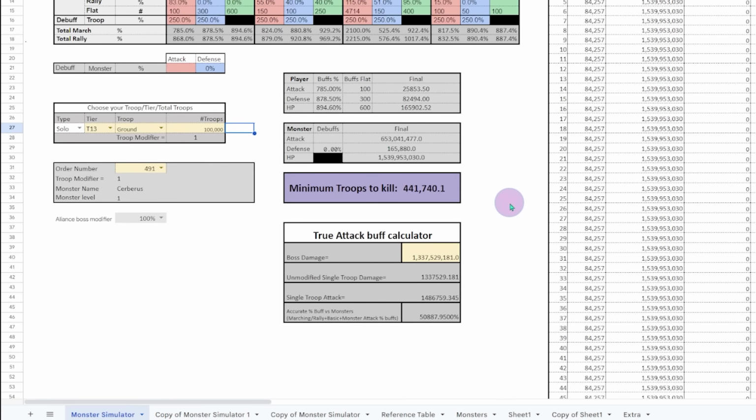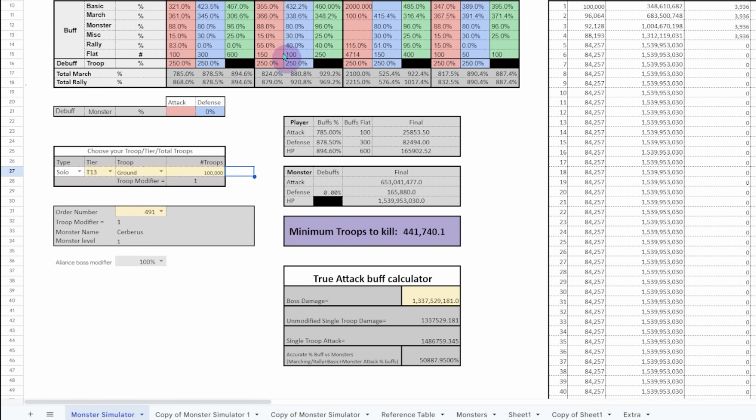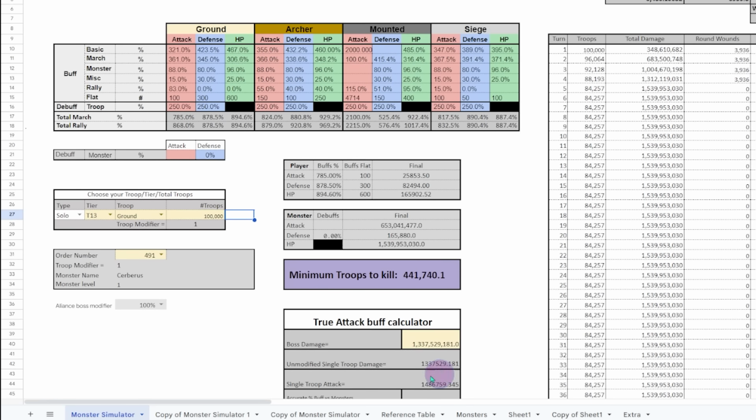The only other thing down here is something I'm going to talk about again later in the video, a true attack buff calculator. This is going to be more accurate than anything else you could find on here. This is just going to tell you exactly what your troop buffs are, and I'm going to show you how to use that later on in the video as well.